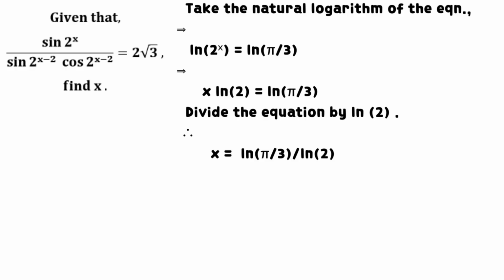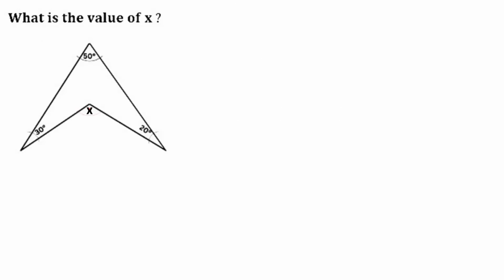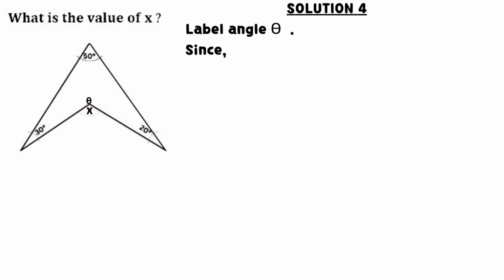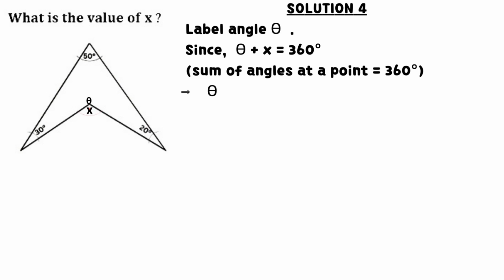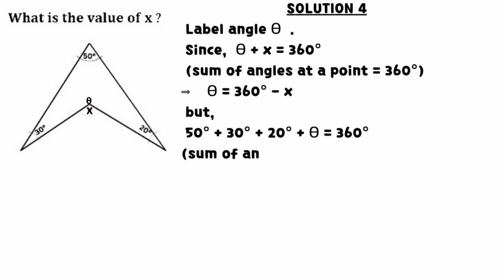Solution 4. Label angle θ. Since the sum of θ and x equals 360 degrees. This is because the sum of angles at a point equals 360 degrees. It implies that θ equals 360 degrees minus x. Hence, the sum of 50 degrees, 30 degrees, 20 degrees, and θ equals 360 degrees. The reason is that the sum of angles in a quadrilateral equals 360 degrees.